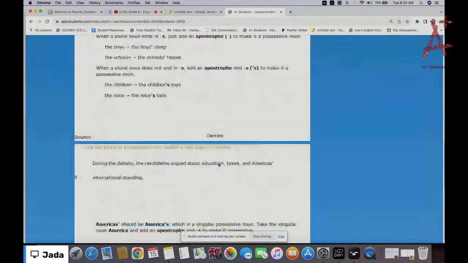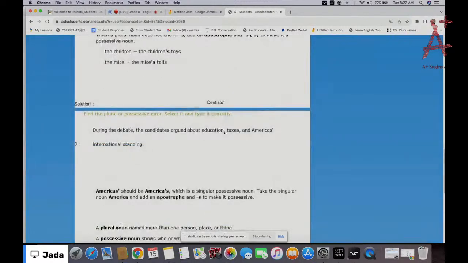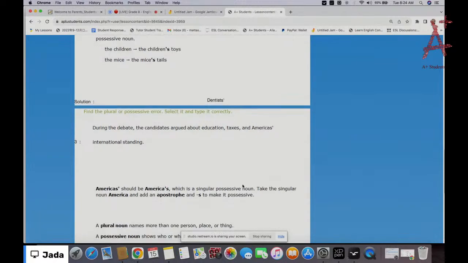Now, during the debate, the candidates argued about education, taxes, and America's international standing. So what is it going to be? See how it puts the apostrophe after the s. So Americas' should be America's, which is a singular possessive noun. It's actually singular possessive, so the apostrophe should come first, before the s. So that's it.